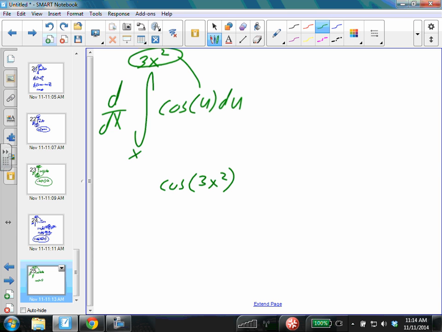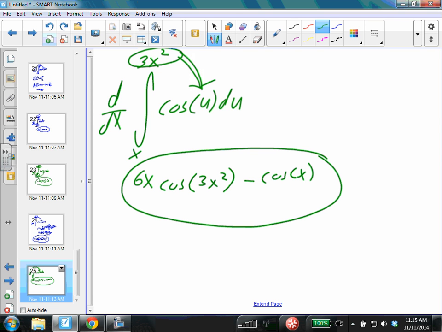But then according to the chain rule, I have to take the derivative of what's on the inside. And what went on the inside right here? The 3x squared went on the inside. And what is that? Yeah, the derivative of that is 6x. So this is 6x cosine of 3x squared. And then minus, that's exactly right, cosine of x.